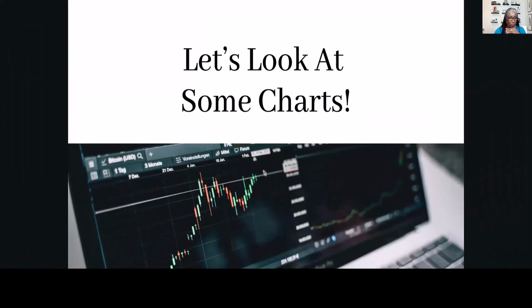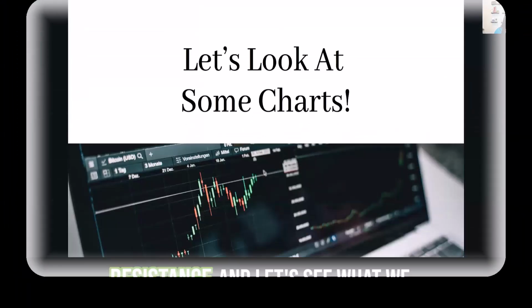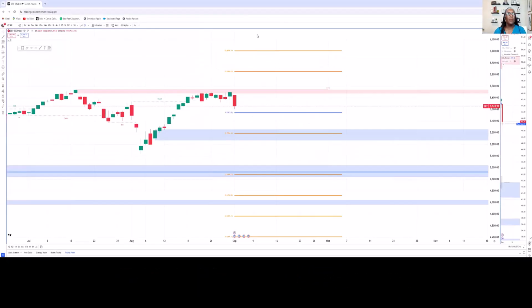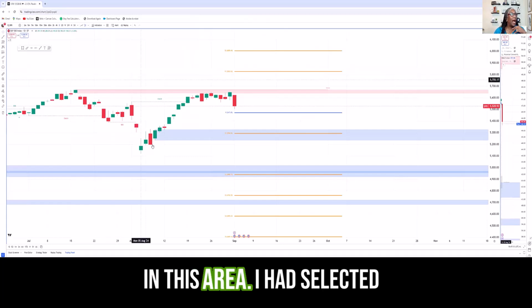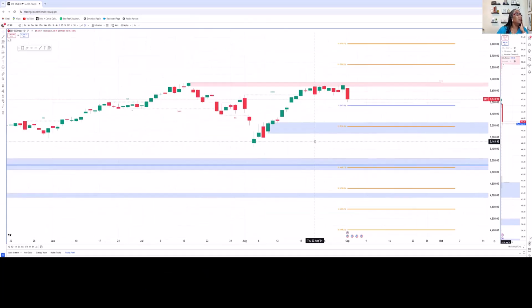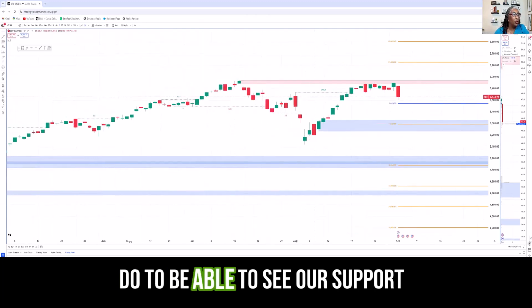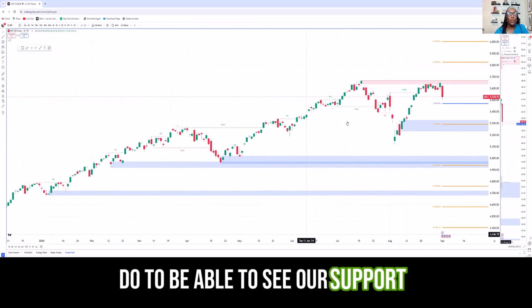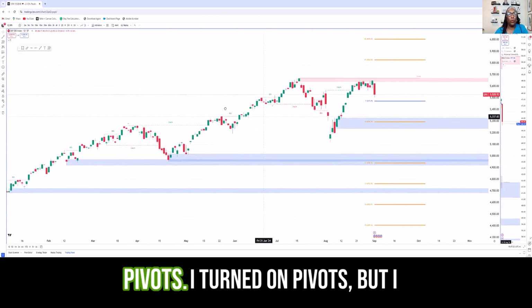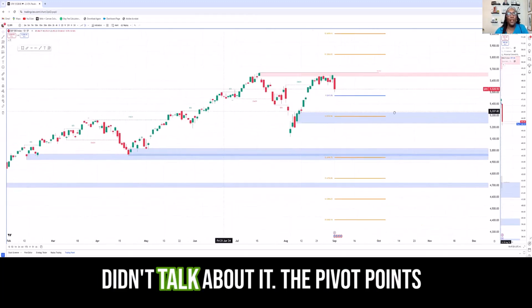I want us to look at our support, some resistance, and let's see what we see in this area. I had selected SPX. I wanted you to be able to see our support, resistance. Oh, I turned on the pivots. I turned on pivots, but we didn't talk about it.